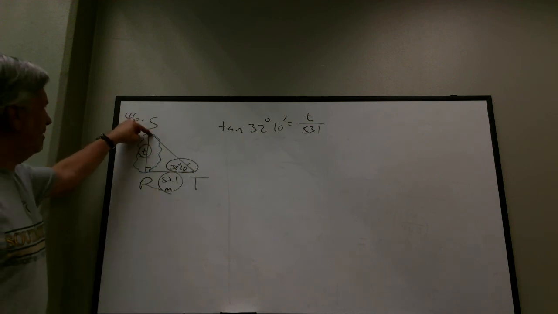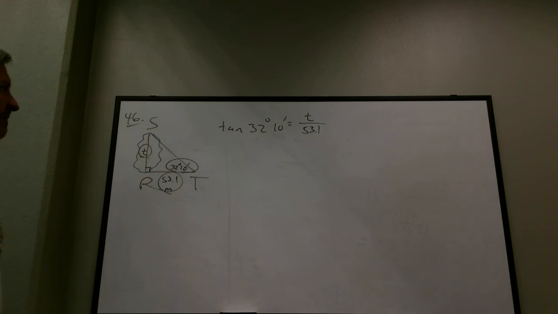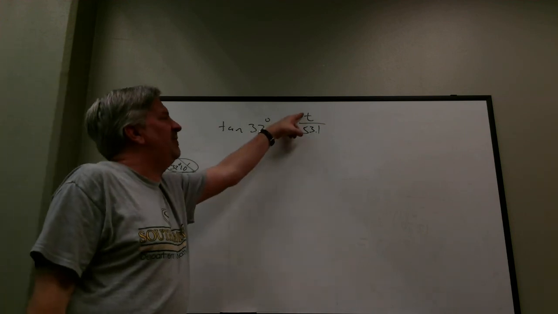Notice if I had used angle S, it still would have been tangent, wouldn't it? Because it would have been opposite and adjacent. I still would have used tan. Okay, now I'm trying to solve for T. Now this is a little bit easier than ones we did a while ago because the variable's in the numerator.